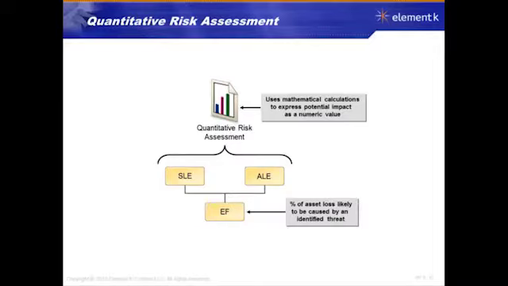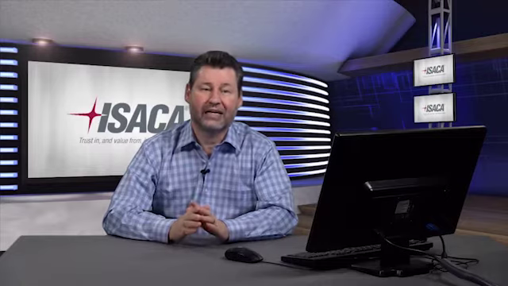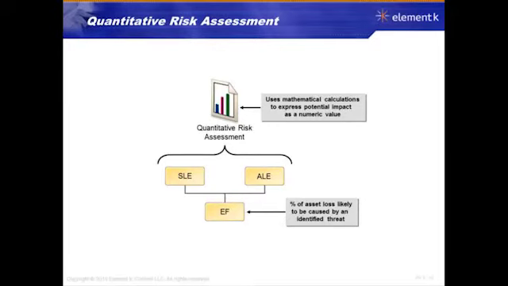We have ALE here off to the right. Now, ALE, we need one other thing to calculate it. How often an attack will occur. And then we have the ARO for that, the annual rate of occurrence. If it happens 3 times a year, our ARO is 3. If it happens once every 5 years, our ARO is 0.2.